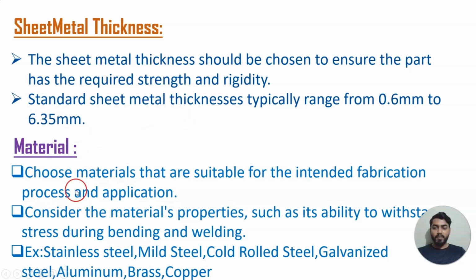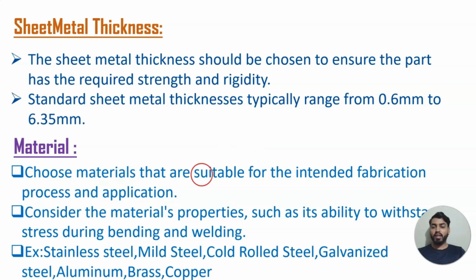Then selection of material is important. So for material, choose materials that are suitable for the intended fabrication process and application. See, sheet metal is nothing but we are going to cut and we are going to bend. So whatever material we are having with less brittleness, if you try to make a bend, it will cut.